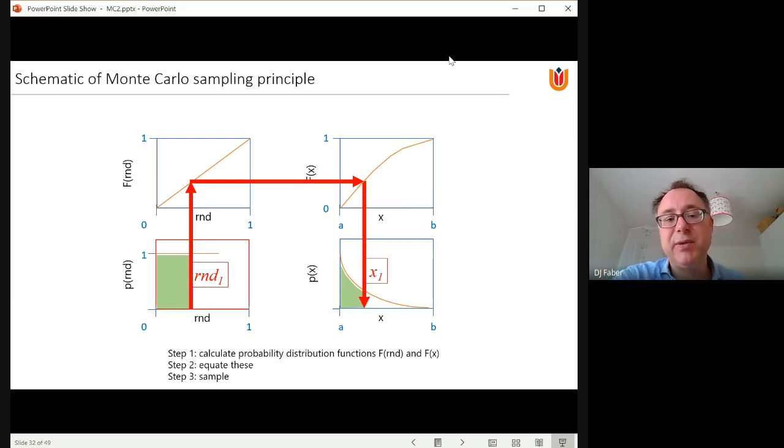Then we cross over to the cumulative distribution function of the random variable that we want to sample. So we equate these, and then once we have this equation, we try to solve for a random variable x1. It says sample, but that should be solve.